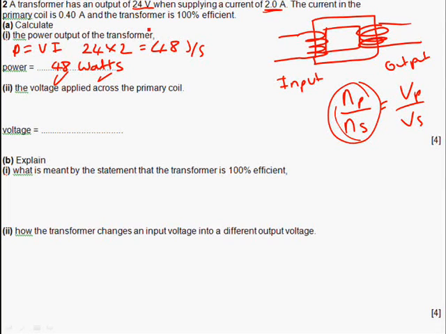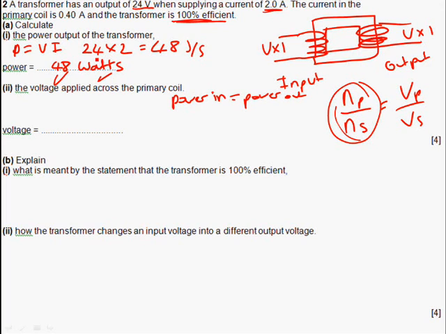But we're told in the question that the transformer is 100% efficient. If it's 100% efficient, that would mean that whatever power is entering this side will be equal to whatever power is coming out this side. So the product of V times I here is going to be equal to the product of V times I here. So I can write a different equation. Power in is equal to power out.